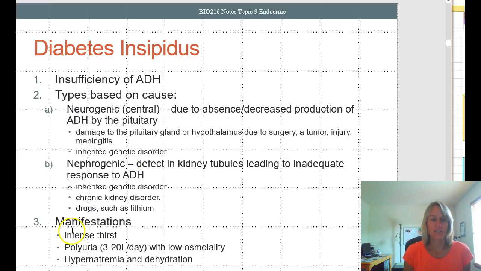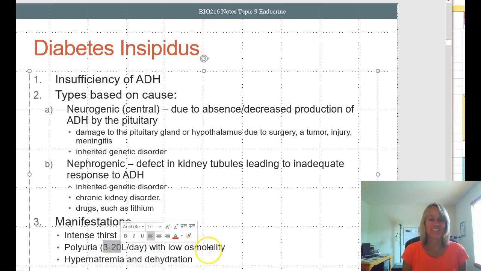So the manifestations of this are going to be intense thirst, which we can also see with diabetes mellitus, and polyuria, which we can also see with diabetes mellitus, although probably not to this volume, up to 20 liters a day, with a low osmolality. And then because we're losing so much water, the blood becomes concentrated, so we have hypernatremia and dehydration.